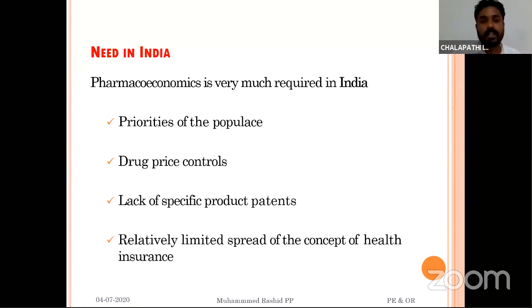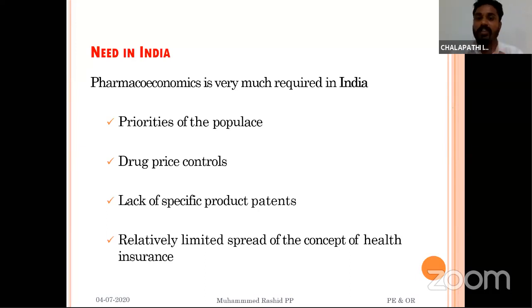Next one, drug price control. For controlling the price of new entities or new drugs in the market, you need a pharmacoeconomic evaluation. Next one, lack of specific product patent. We don't have many patents. Most of the drugs we sell in India have a patent or an approval from the FDA or other US drug markets. So when you are importing them into India, you should look into the cost effectiveness, not the effectiveness. Effectiveness will be there; that is why the FDA has given the approval.